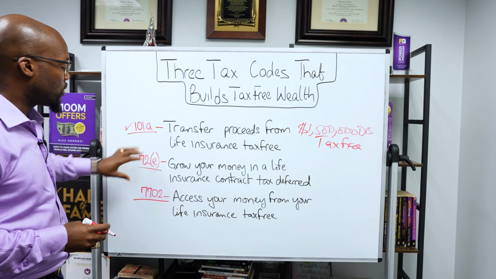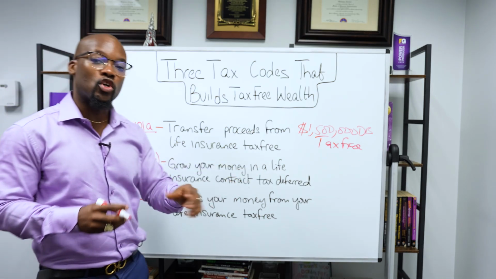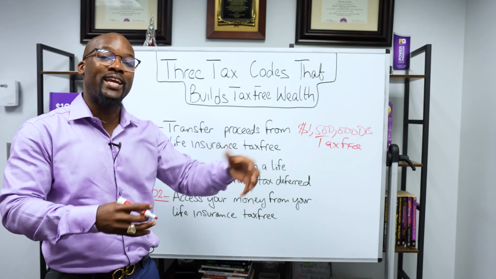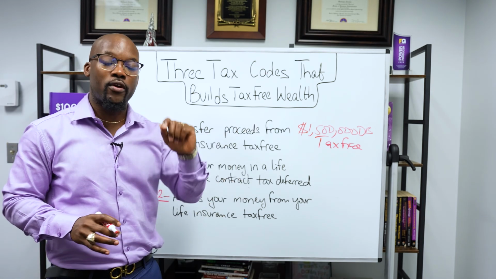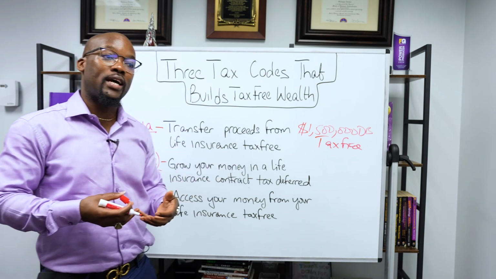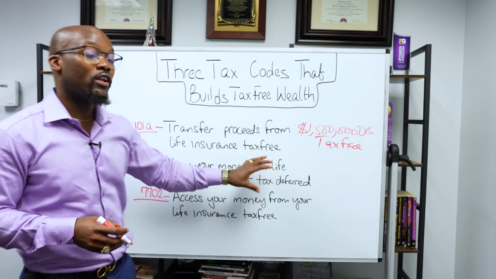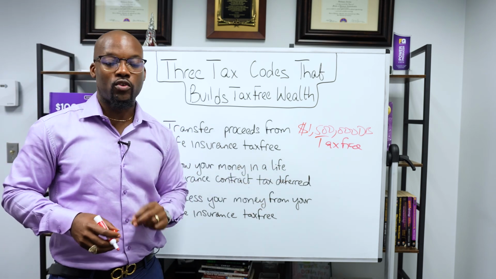The second tax code is tax code 72E. This code is what allows you to grow your money and accumulate money in a life insurance contract tax deferred. So that means that as your money is growing inside this life insurance contract, you don't have to pay taxes on it immediately. This can only be done in a permanent life insurance contract.